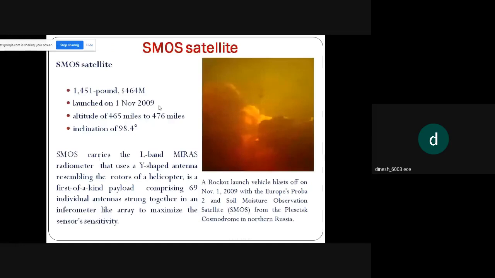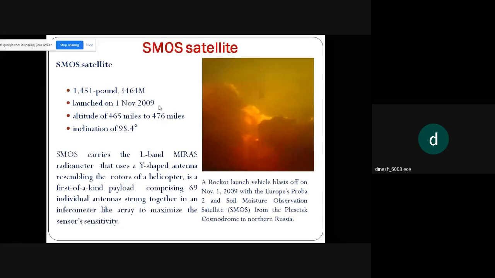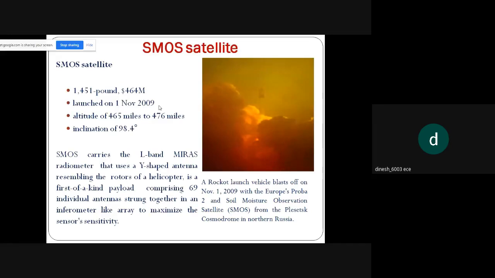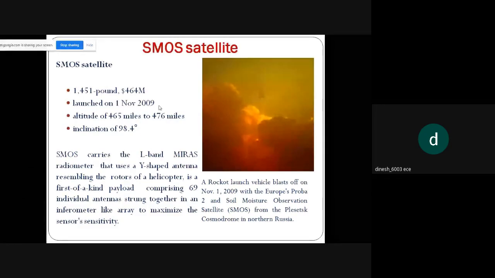So the SMOS satellite, which weighs about 1,451 pounds and cost $464 million, was launched on November 1, 2009 at an altitude of 465 miles to 476 miles with an inclination of 98.4 degrees. It carries an L-band radiometer that uses a Y-shaped antenna resembling the rotors of a helicopter. As you see the helicopter's rotor, it will be this same shaped structure, which is the first kind of payload comprising 69 individual antennas strung together in an interferometer-like array to maximize the sensor sensitivity.